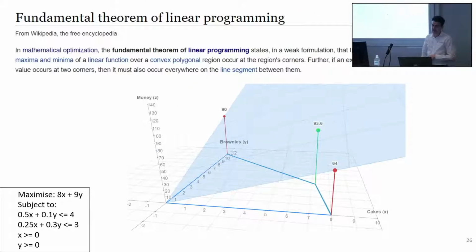So this idea is extremely important in fact. It's the fundamental theorem of linear programming. The textbooks didn't have quite a pithy statement. They used too much linear programming terminology, so I had to use Wikipedia. But basically, if you have a convex region and you have a linear function over the top, the maxima and minima occur at the vertices, at the corners. Furthermore, if an extreme value occurs at 2 corners, so if we had 90 and 90, then 90 is also the same along the line that occurs between them. So that is the fundamental theorem of linear programming, extremely important. You don't get to call many things the fundamental theorem.